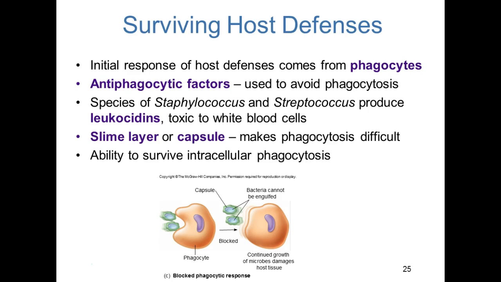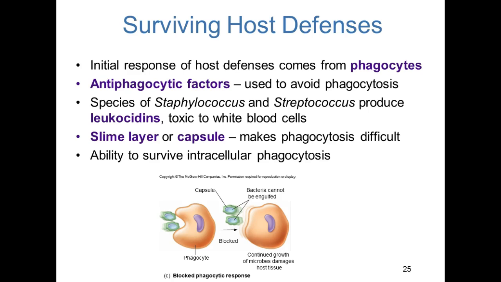Of course, being able to survive the host defenses is going to give a pathogen an opportunity to survive. So the initial response of host defenses comes from phagocytes. When we are presented with invading microorganisms, our white blood cells will be one of the first that comes to call. Some microorganisms produce antiphagocytic factors. Remember, they've been around for a long time, so they have evolved mechanisms to escape from white blood cells. Sometimes they can kill the white blood cell. They produce leukocidins. Other times they're little Houdinis, and they can escape from the vacuoles inside of the phagocytes. And others actually evade phagocytosis just from the get-go.